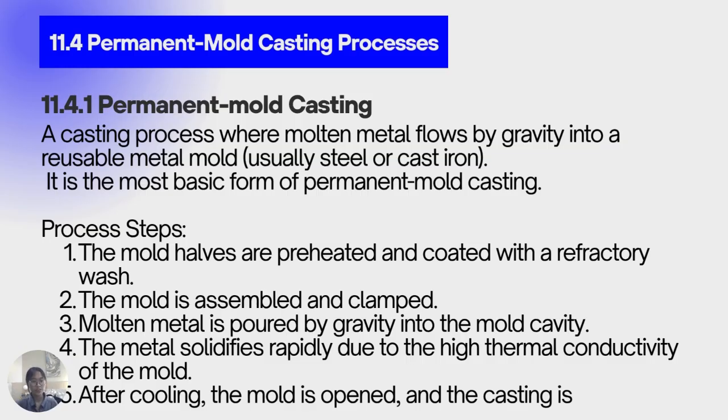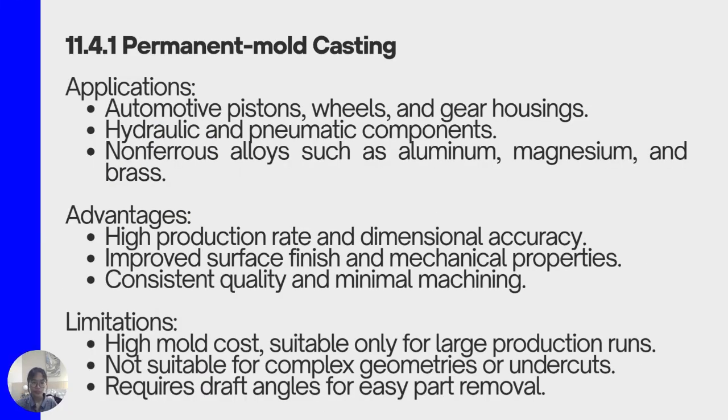Permanent mold casting processes use reusable metal molds instead of expandable sand or ceramic molds. These molds are typically made of cast iron, steel, or graphite and are coated with refractory materials to prevent sticking and extend mold life. Molten metal is poured or forced into the metal mold where it cools and solidifies rapidly.